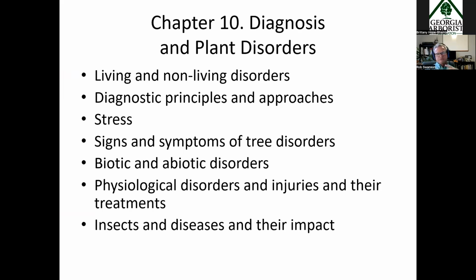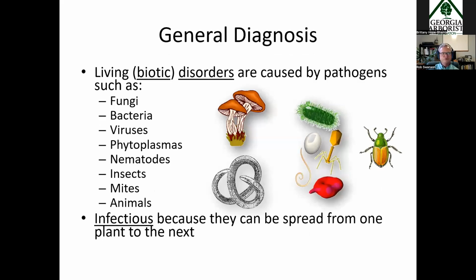When you think about diagnoses, we want to know if it's a living entity or a non-living entity. So is it a living or non-living disorder? Diagnostic principles and approaches. We'll talk about how to do this over and over again. The relationship that stress has to all of this. We'll talk about the difference between signs and symptoms of tree disorders. Again, biotic and abiotic, which is living and non-living. Physiological disorders and injuries and their treatments. We'll talk about some of the insects and diseases and their impacts in a fairly generic, broad strokes.